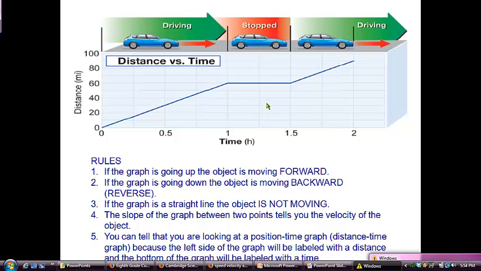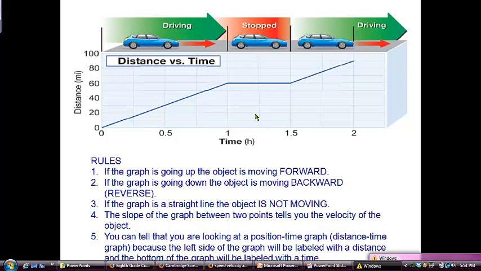Number 2, this graph doesn't do it, but if this graph right here suddenly started going down, that would mean that it was moving back towards the origin or going backward. So when the graph is going up, it's going forward or away from the origin. When the graph is going down, it means it's going backward or back to the origin. Number 3, if the graph is flat, a straight horizontal line in a spot, that means that the object is not moving at all from this point to this point because it's flat.